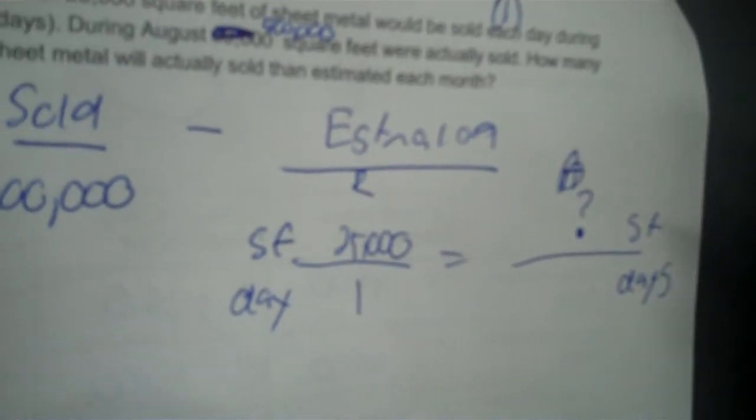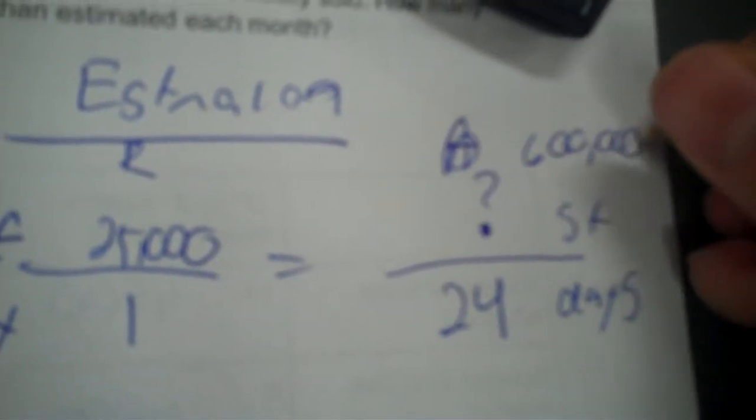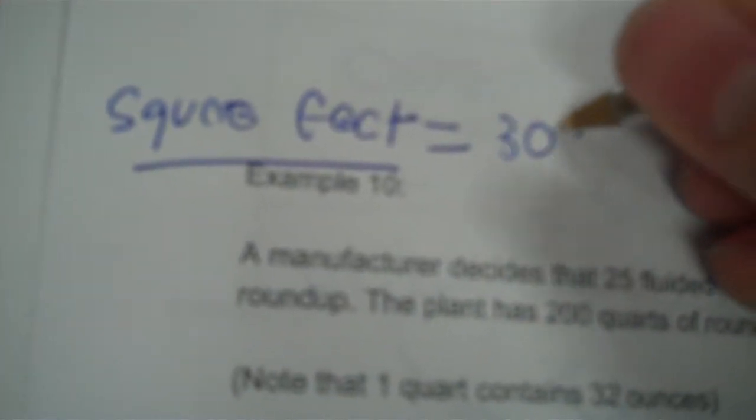And we are trying to figure out the square feet, okay? We do know the actual number of days, okay? The actual number of days was 24. So 25,000 times 24, 600,000, okay? And then you just subtract them, it's 300,000.